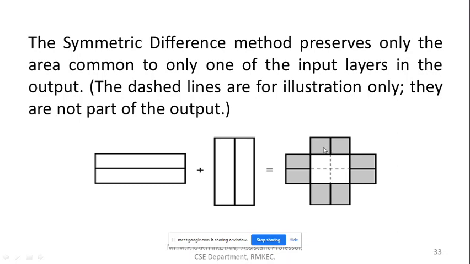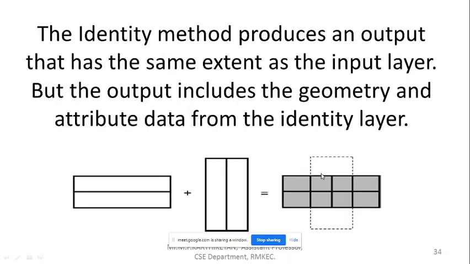So you can see that the data which are shaded or projected are available only in any one of the input layers, not in multiple input layers. Okay. So here the center part, these dotted lines, will not be shown in the resultant output. Okay. So this is the identity method. When we are combining multiple input layers, the first input layer will be taken into consideration.